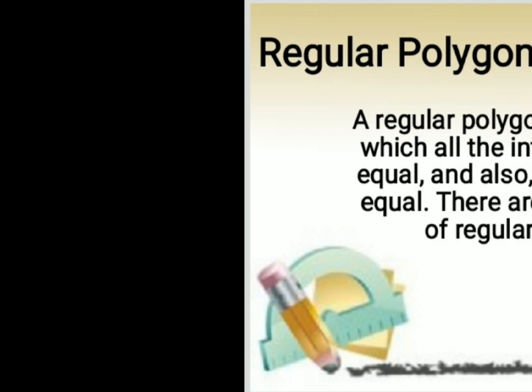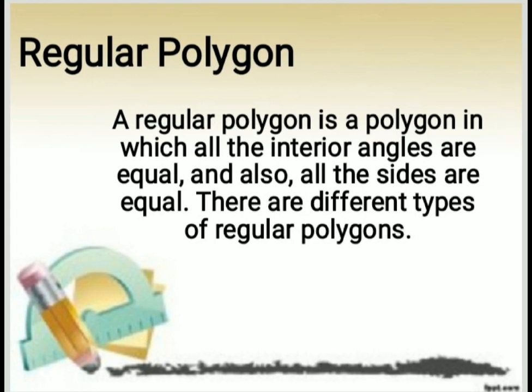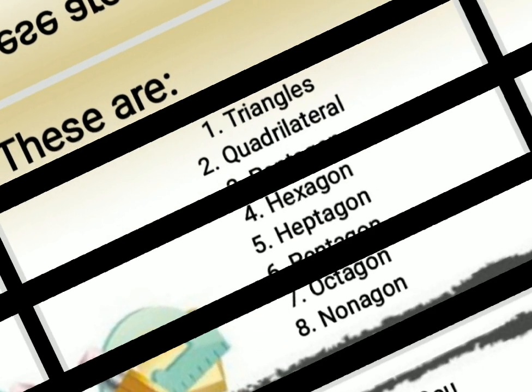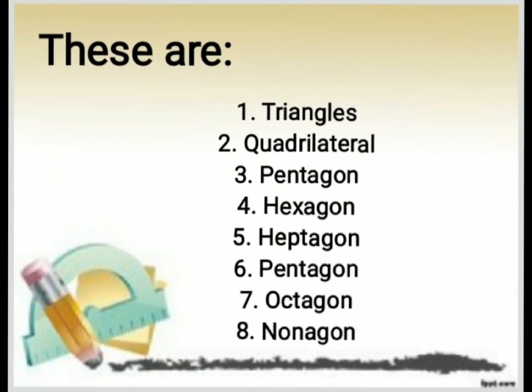So what is a regular polygon? A regular polygon is a polygon in which all the interior angles are equal and also all the sides are equal. There are different types of regular polygon. These are triangles, quadrilateral, pentagon, hexagon, heptagon, octagon, and nonagon.